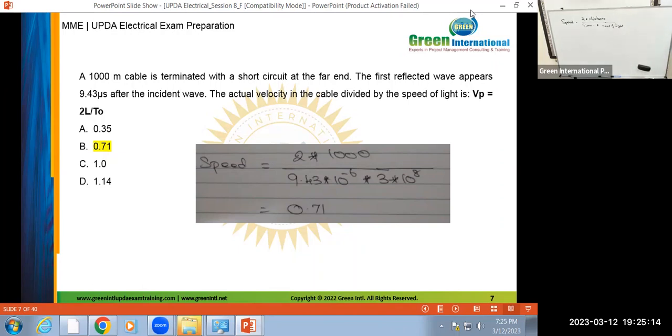In this question they give 1,000 meters. Usually, if I pass the wave, it goes and gets back, so the total length is multiplied 2 times. So 2 into 1,000 meters divided by the time taken, 9.43 microseconds. So 9.43 into 10 power minus 6, and 3 into 10 power 8 is the speed of light. That 3 into 10 power 8 you must remember.